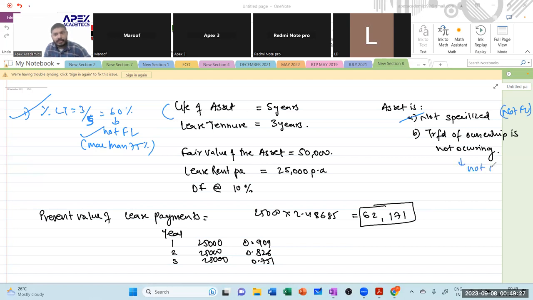Ownership is not transferred, so it is not a finance lease. How many points are covered? See, point number C, there is no bargain purchase gain. How will there be any bargain purchase gain if ownership is not occurring? No bargain purchase gain. So it is not a finance lease.